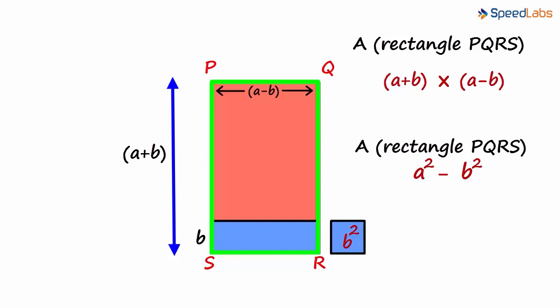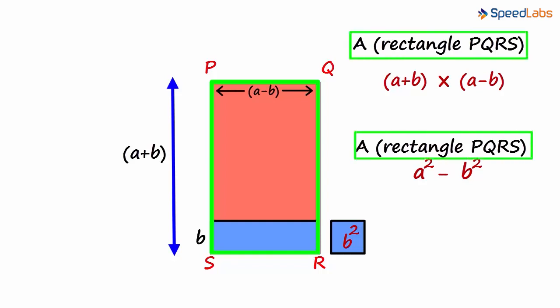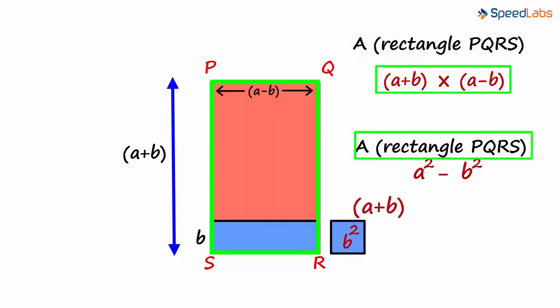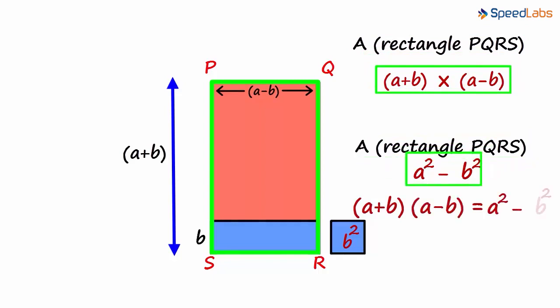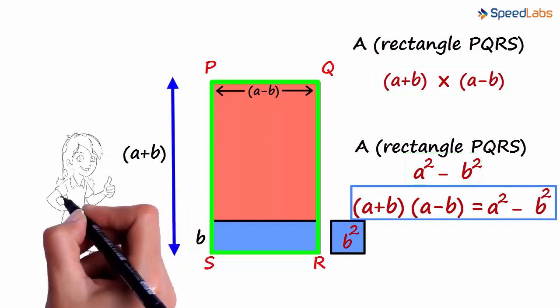As we are talking about the area of the same rectangle, we can say that (a plus b) times (a minus b) equals a squared minus b squared. Now how cool was that?